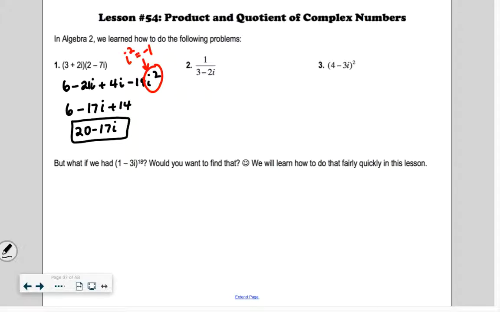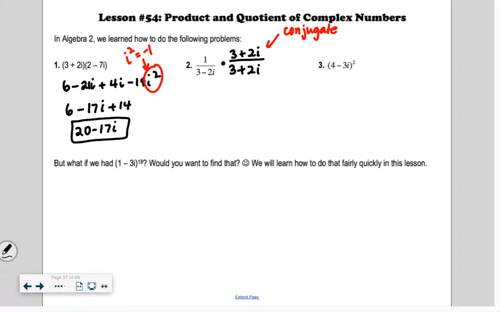All right, and division was a little bit harder. So if you had 1 over 3 minus 2i, we multiplied by what we called its conjugate. So its conjugate was 3 plus 2i. Basically the sign in front of the i changes, but the other sign does not change. It's not like -3 plus 2i. Okay, so remember this is called the conjugate.